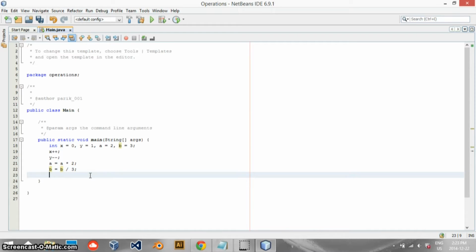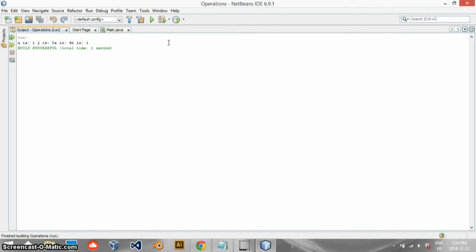So let's output our results. x is, plus x, plus y, a is, and finally b is. And oh my bad, I forgot the parentheses. Note that parentheses are important when you print it out, so it knows exactly what to print out. So many mistakes in programming. Making a single error can cost you the entire program.